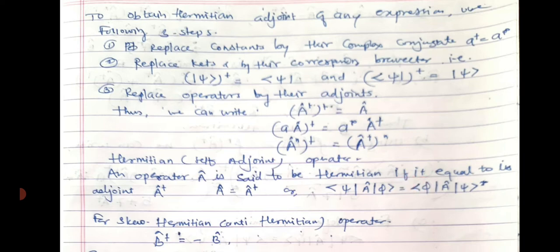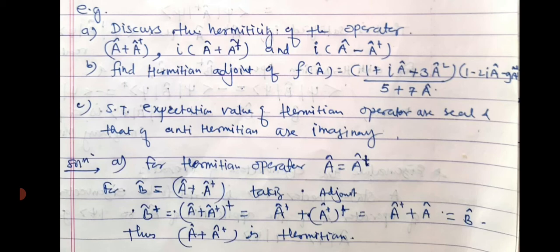Then skew Hermitian or anti-Hermitian operator. The definition is that if B is the operator and we take the Hermitian conjugate of B, that is B dagger, equal to minus B, then such an operator is known as a skew Hermitian or anti-Hermitian operator. Here we are going to study a problem. The problem is to discuss the hermiticity of these three operators. First one is A plus A dagger, second one is i into A plus A dagger, and third one is i into A minus A dagger.